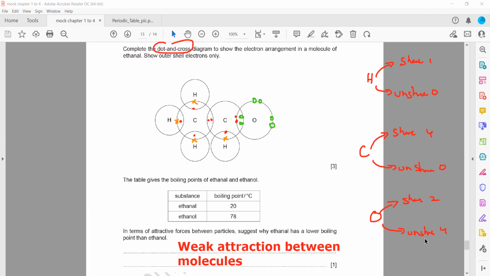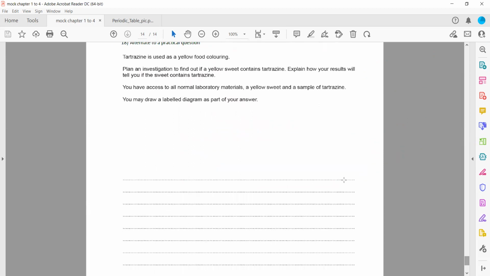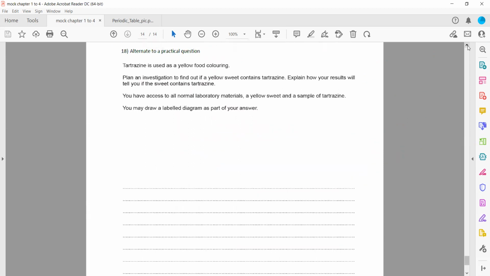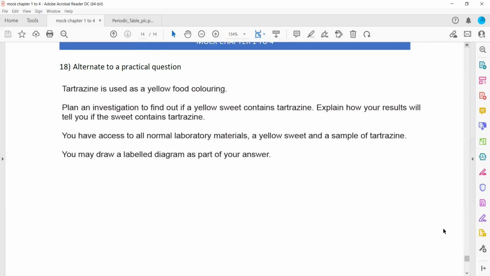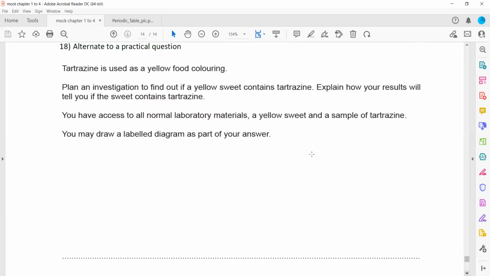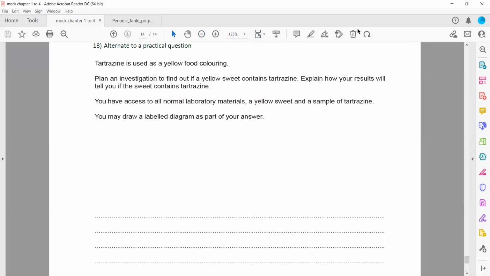The next part is related to planning of experiment, which is the paper 6 common question, the last question. Tartrazine is used in a yellow food coloring. Plan an investigation to find out if a yellow sweet contains tartrazine. Explain how your result will tell you that the sweet contains tartrazine. You have access to common lab apparatus. So for this, for food colors, amino acids and dyes, we use chromatography.